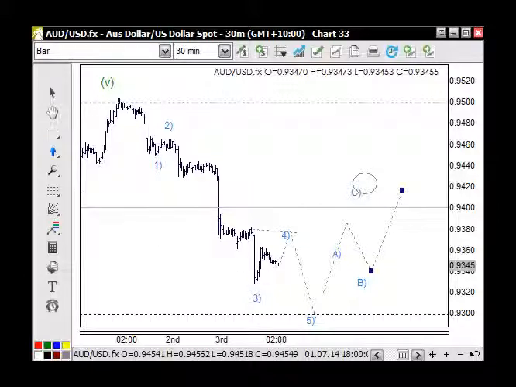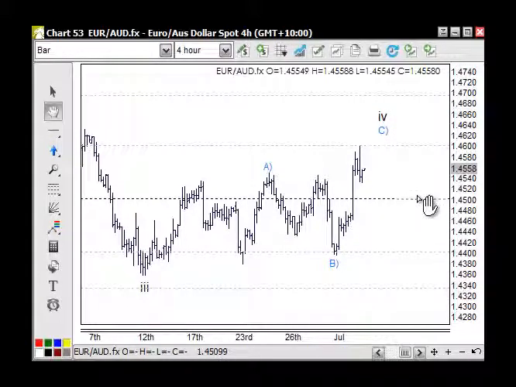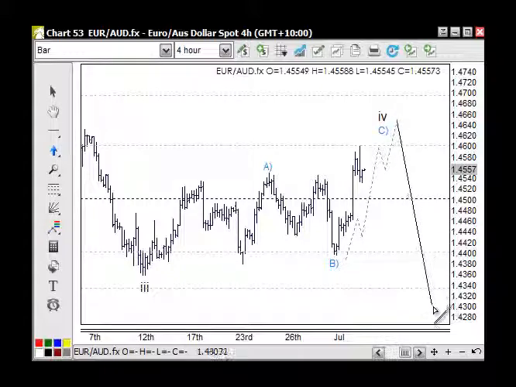The Euro Australian, it's still looking at it as a wave 4. It's just expanded again. That's all. So, and we'll be looking for 5 waves here, 3, 4, 5 here, and then falling from that point there.